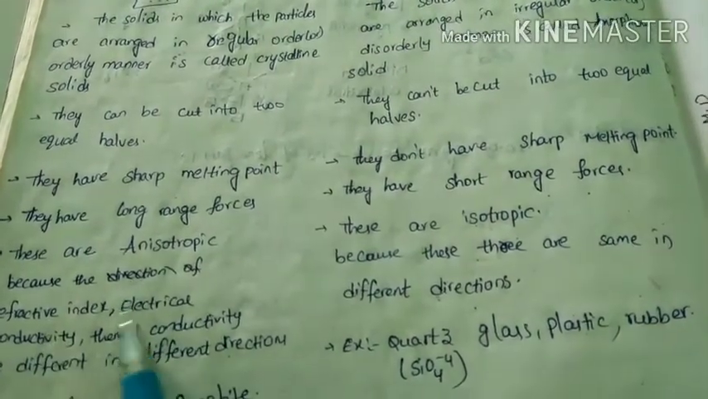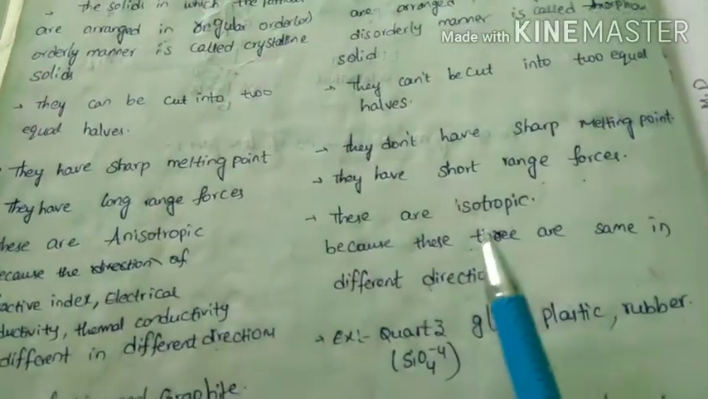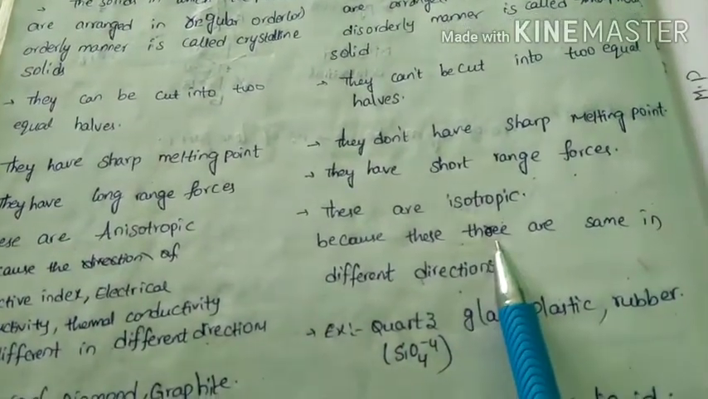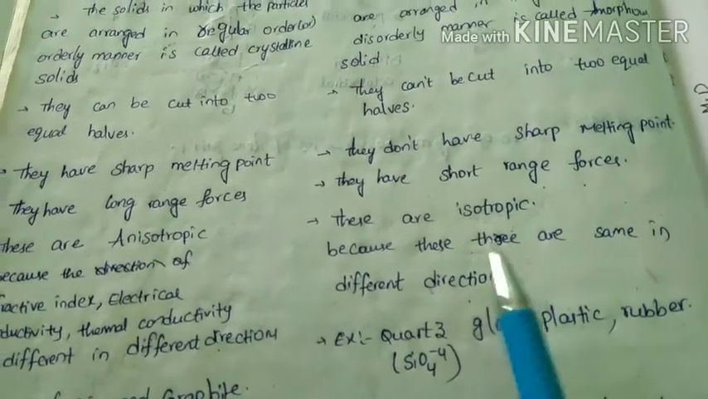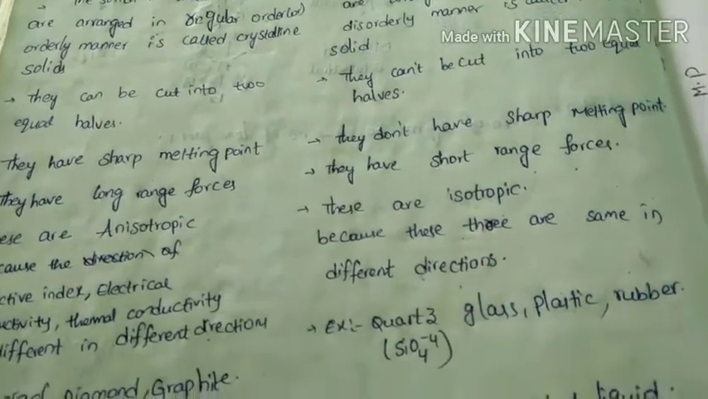That means when these properties are different in the x-axis, y-axis, z-axis, they are called anisotropic. When these properties are the same in the x-axis, y-axis, z-axis, that is why these are called isotropic. These are experimental points. You just remember this.